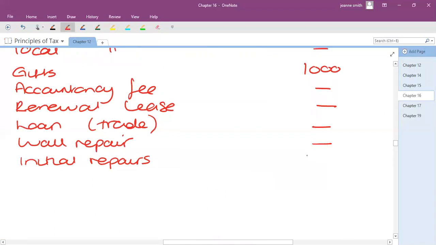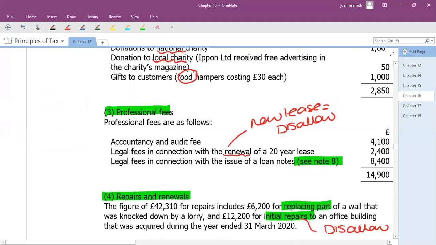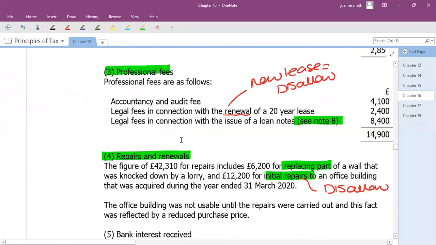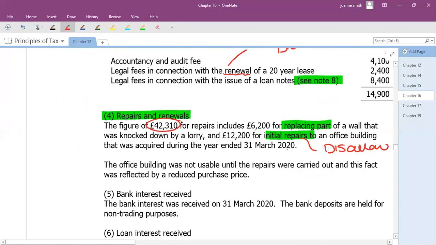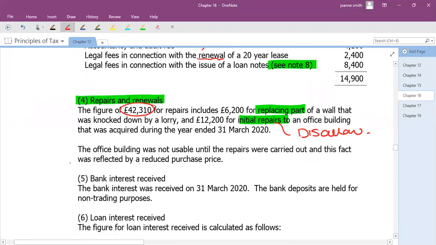Now, I know in that note, it doesn't actually give you the breakdown of all of those things that you've got on your profit and loss statement. It is just telling you that the figure on the P&L includes these. We've got to assume everything else is trade, because if it doesn't pull out what they might relate to, then we can't carry on and assume they're disallowed. There is a little note underneath here about those initial repairs. It says the building was not usable until we carried out those repairs, and it was reflected in the reduced price.